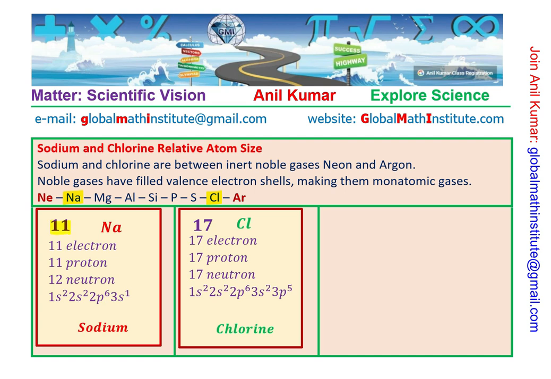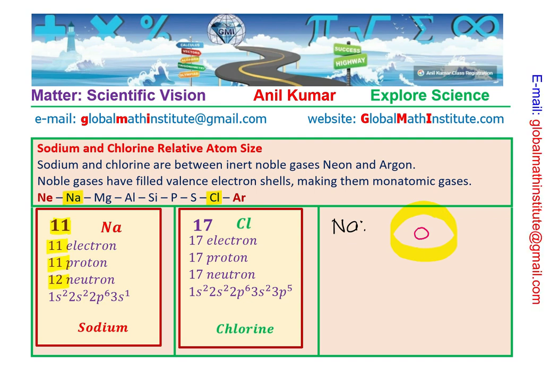Sodium has an atomic number of 11. That means there are 11 electrons and 11 protons. While in the nucleus, we have neutrons also. In case of sodium, we have 12 neutrons. So if I try to arrange them with a very simple model, for sodium, let's have a nucleus here. And around the nucleus, we have the cloud of electrons, right?